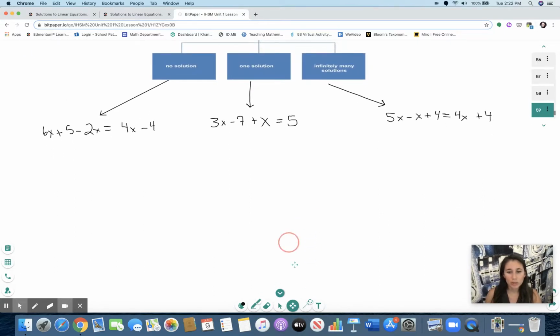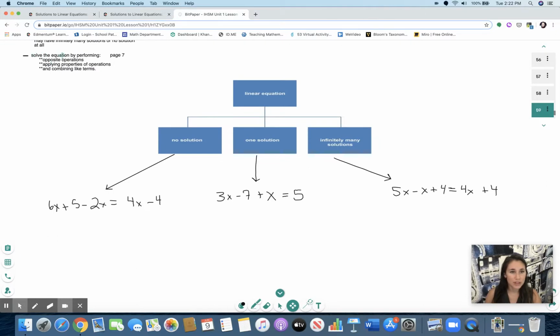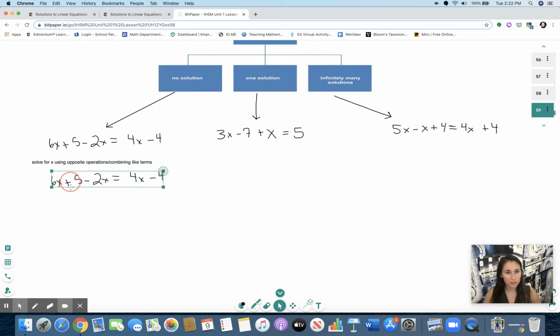Okay, so we're going to apply this right here. Solve the equation by performing opposite operations, applying properties of operations, and combining like terms. So we're going to do all 3 of those things. When I do that, I look to see, okay, I have a variable on one side and variables on the other side, right? So let's combine like terms on both sides, if we can, before moving anything.